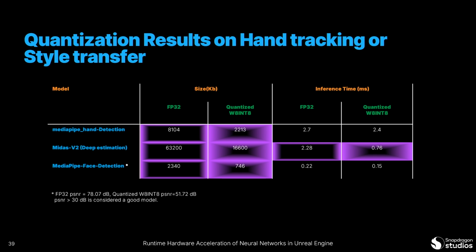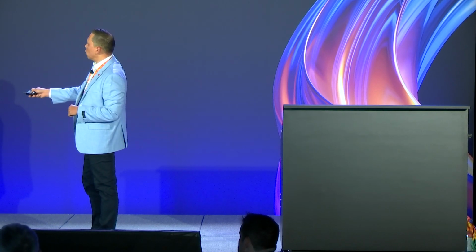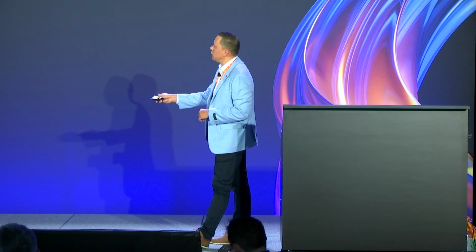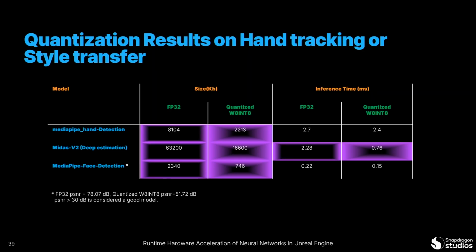But I have another example, the MiDaS V2, which is for depth estimation. You see the reduction also almost 4 times the size. And here you can notice an important reduction in the inference time. This is the other example, the face detection, which is similar to the hand detection, but identifies some points on the face. Also, 4 times reduction and a slight reduction in inference time. The important thing I want you to notice is that you will have something as good as the original model, but with a smaller size.